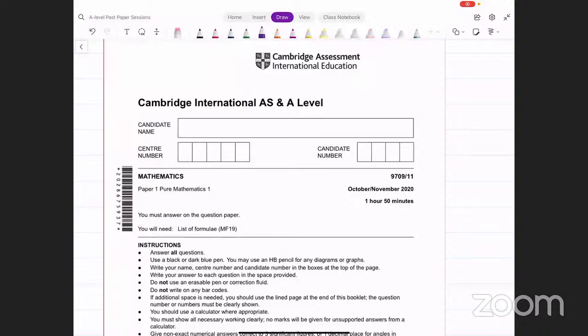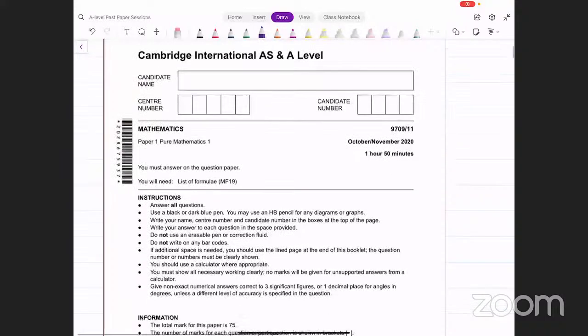Let's begin with our paper now. We are starting October-November 2020, paper 1, variant 1. Okay, let's begin with this.